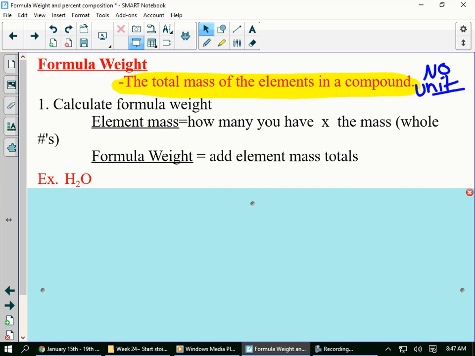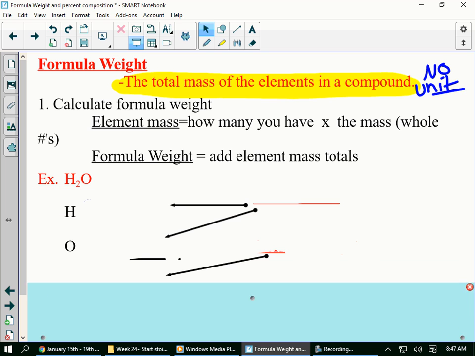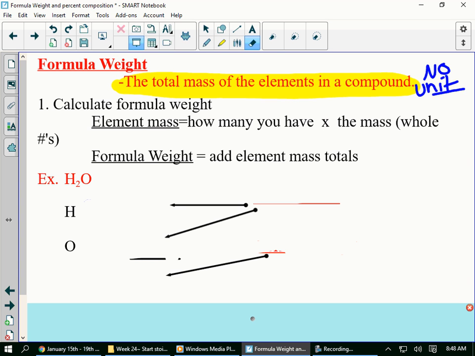With your periodic table near you, the first thing, let's talk about what elements are in water. Hydrogen and oxygen, so let's write those out for ourselves. Hydrogen, oxygen. How many hydrogens do you see? 2. And how many oxygens do you see? 1. Now it says to get your elemental mass, you take how many times the mass, and we're going to use a whole number.